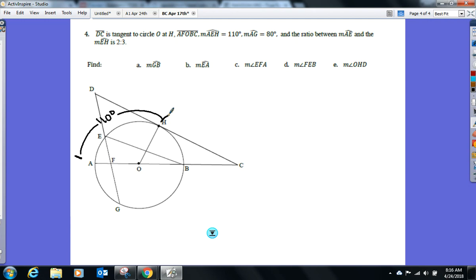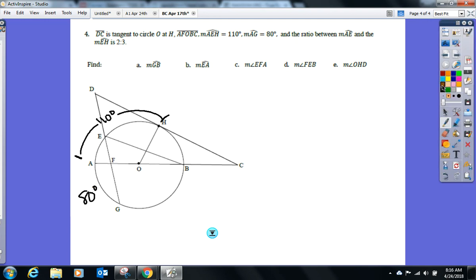Arc AG is 80 degrees. So go from A to G, that's 80 degrees. And very similar to the last problem, two arcs are in a ratio of 2 to 3. So what would you like me to put on arc AE? How should I label arc AE?